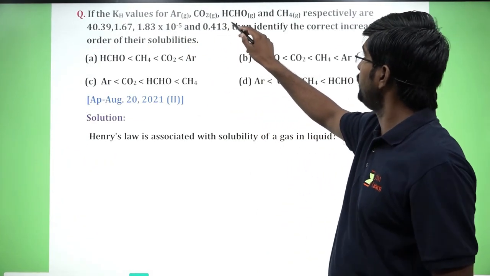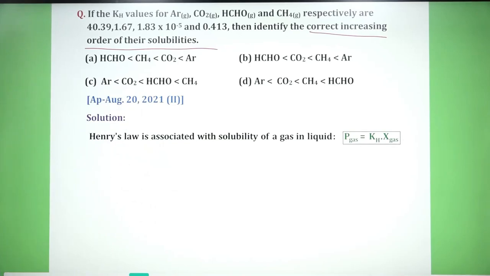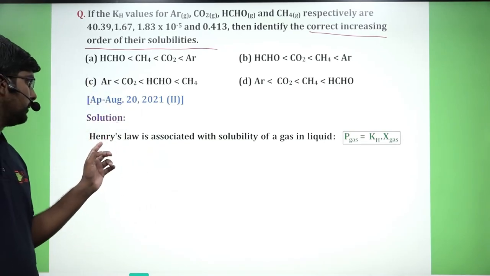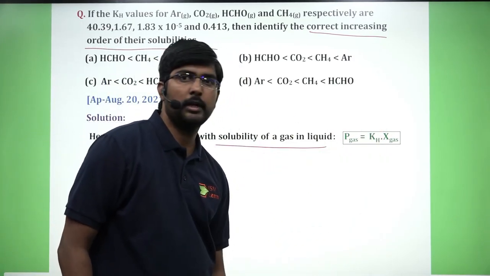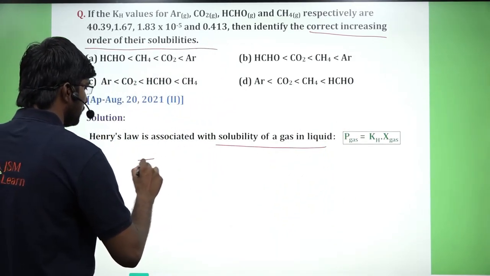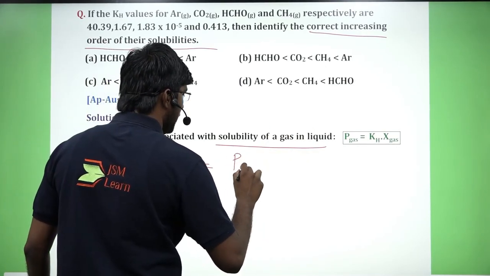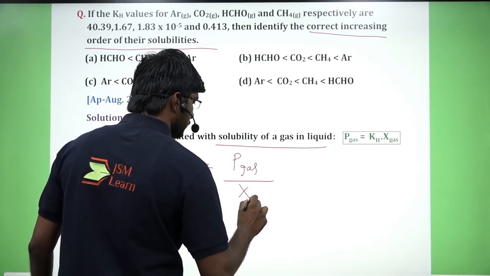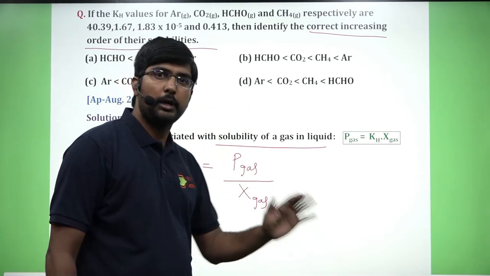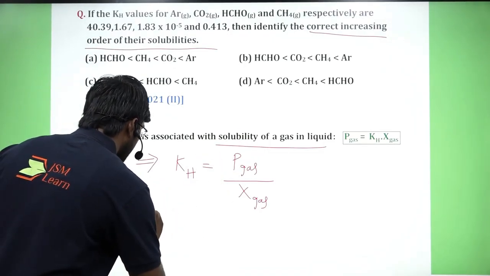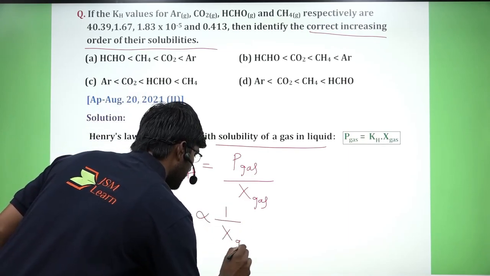The KH values for four different compounds are given, and we have to identify the correct increasing order of their solubilities. See, just now we discussed in another question also, Henry's law is associated with the solubility of a gas in liquid, and this is the expression, right? So from this, we can write KH equal to pressure of the gas by mole fraction of gas, that is nothing but the solubility of the gas. So suppose at a particular pressure, KH is inversely proportional to the solubility of the gas.